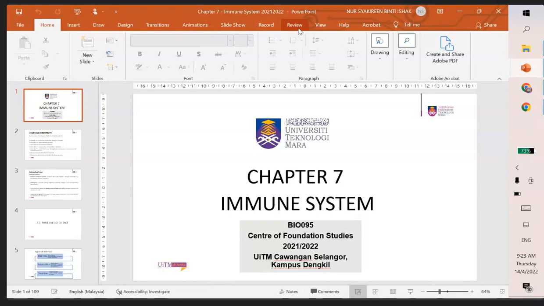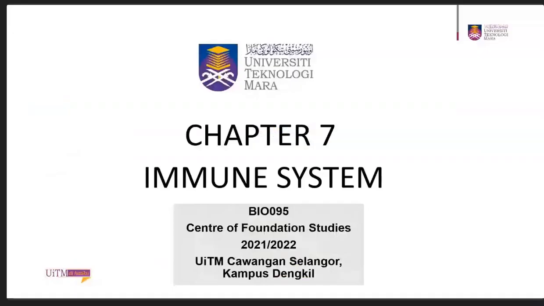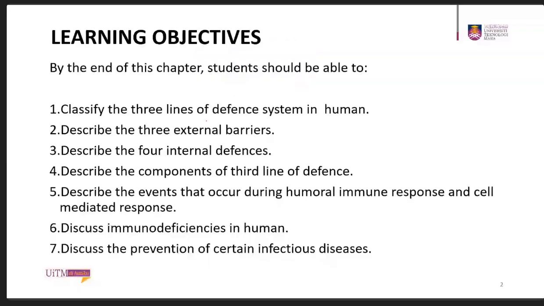Okay, chapter 7, immune system. So these are the learning objectives that we are going to look at. By the end of the chapter, you should be able to classify the 3 lines of defense in human. So there are 3 lines of defense that we are going to look at.